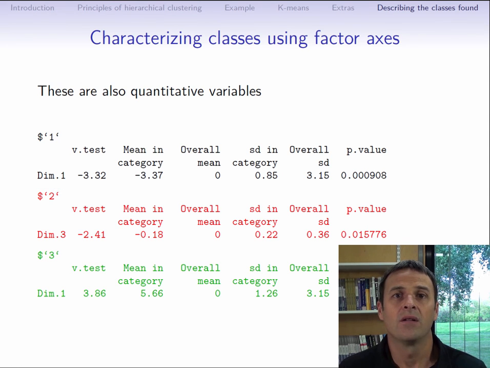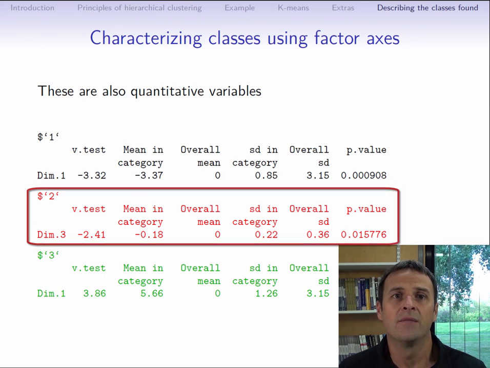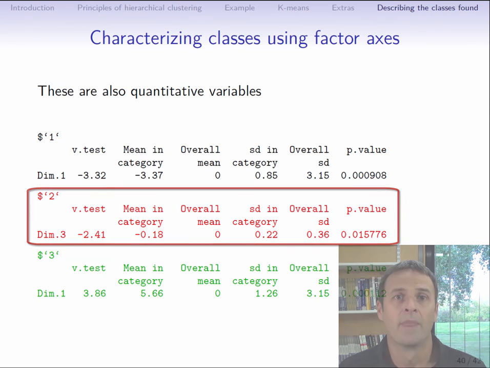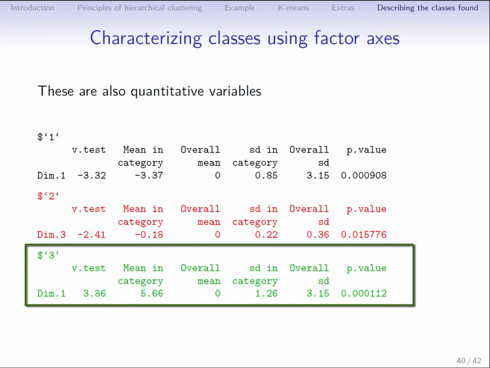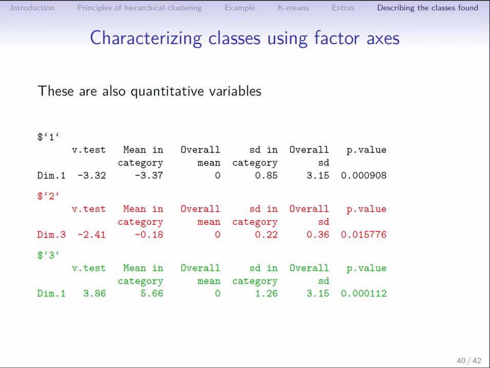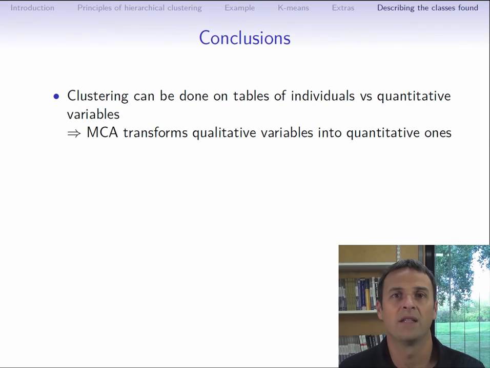We see that the second class is characterized by the third dimension with quite negative values for the individuals in this second class, while the third class is characterized by the first dimension with large and positive values for the individuals in this class. To conclude, let's quickly recall all that we have seen in this part of the course.